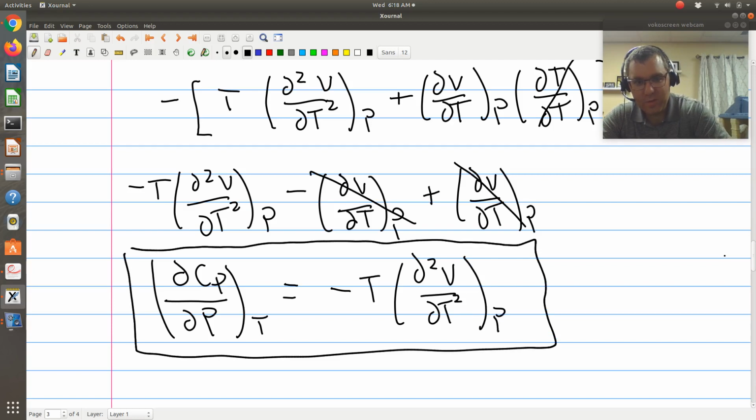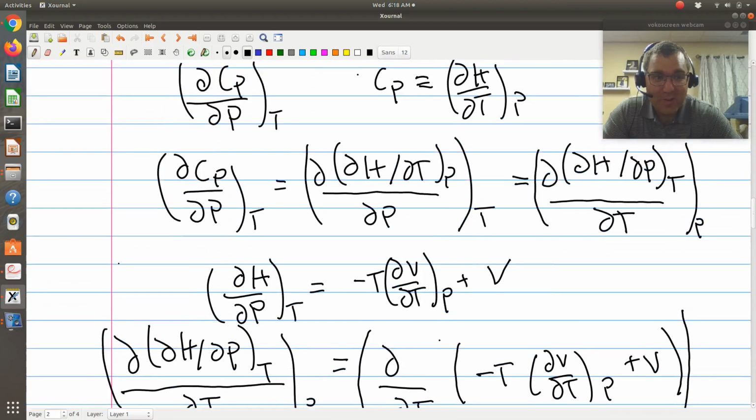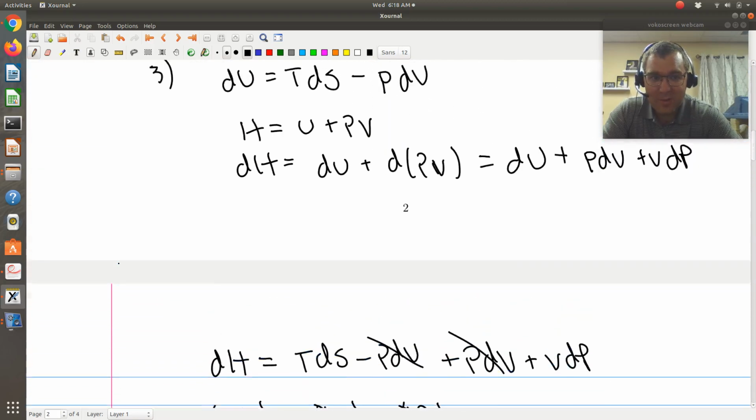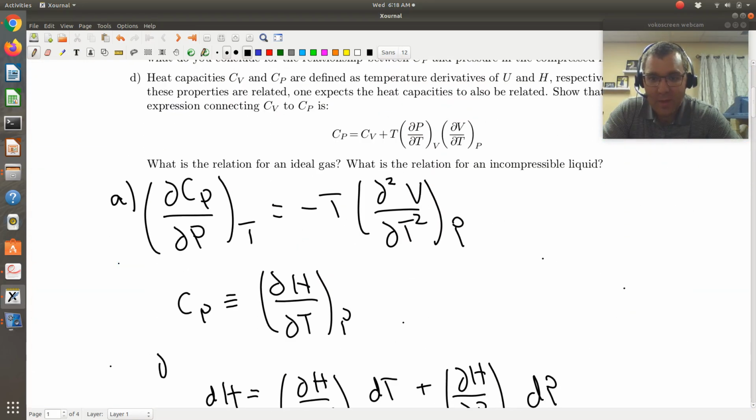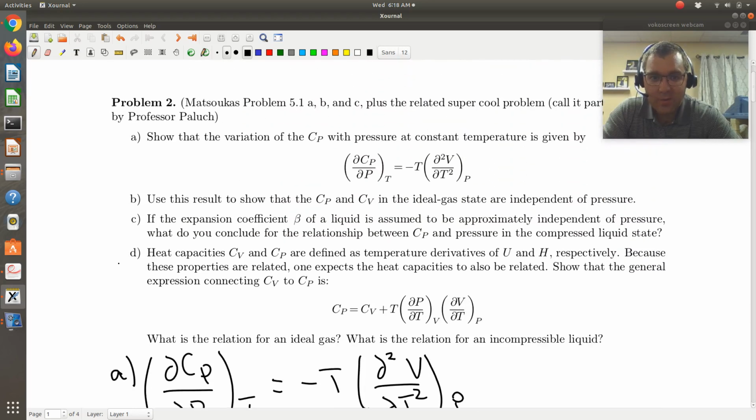Cool. So we just showed, starting from the combined statement of the first and second law of thermodynamics, that dCp/dP at constant T is equal to negative T d squared V/dT squared at constant P. It's been so long since I saw what the answer was that we were given to start with, so we're going to go back up and peek. We were asked to show that dCp/dP at constant T is negative T d squared V/dT squared at constant P. Yeah, so we got it.